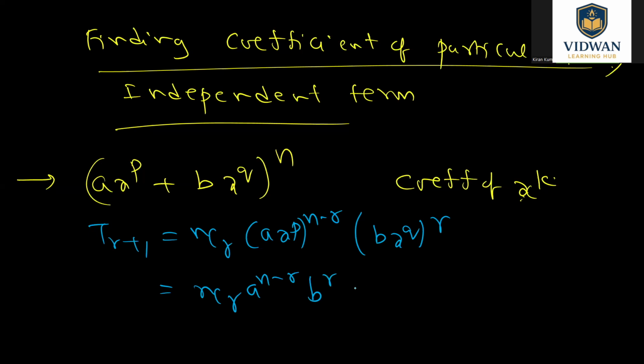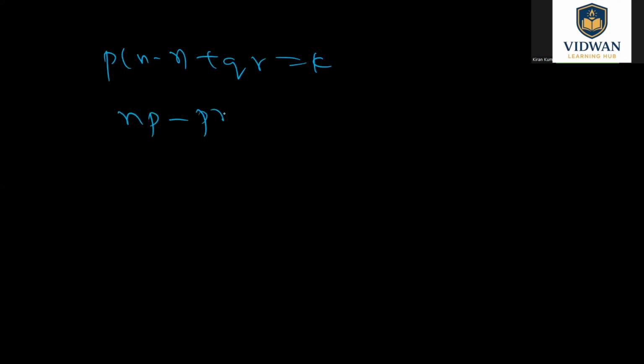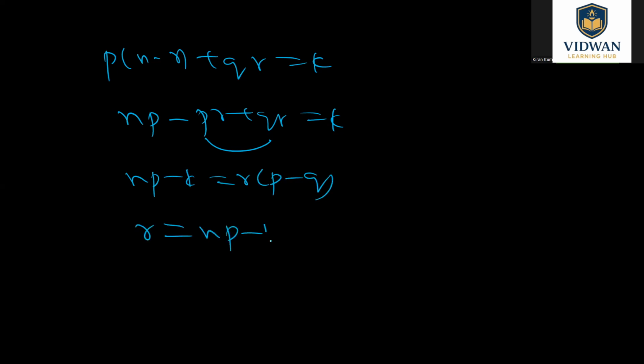The power of x, when you write it down, you'll have x^(p(n-r)) here, and here x^(qr); in multiplication, they will add. And since you want to find the coefficient of x^k, this power should match with k. So you equate p(n-r) + qr with k. That will give you np - pr + qr = k. So write these two together on the RHS and k on this side. So you'll get np - k = r(p - q). So the value of r is therefore (np - k)/(p - q).